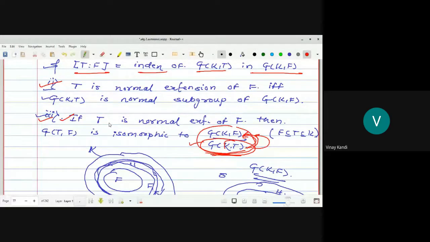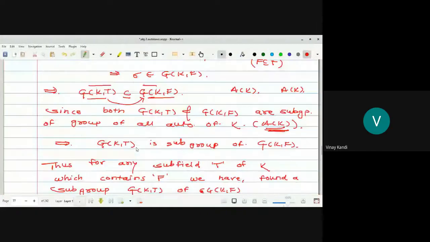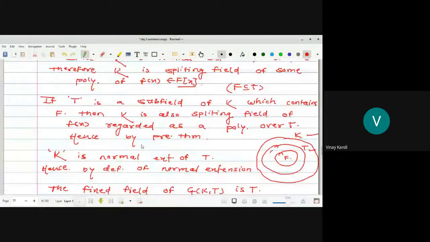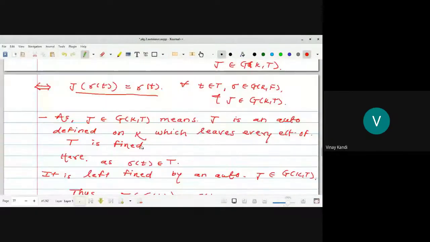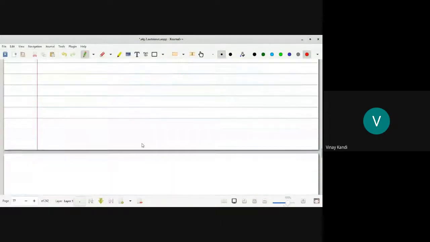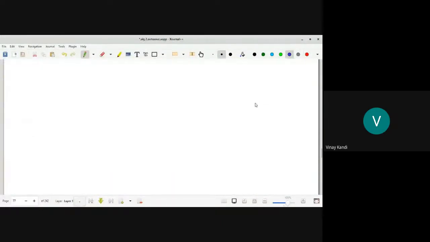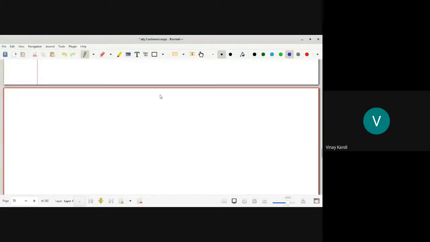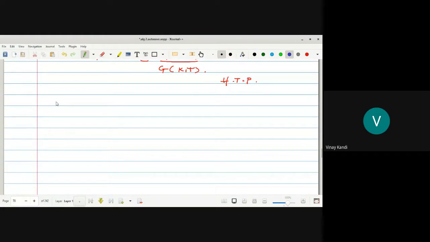Okay, so we will see some examples. Two examples are there. Consider the theorem. Chapter number 3 is finished. Okay, look at the example. Wait a minute. Examples. Number 1.